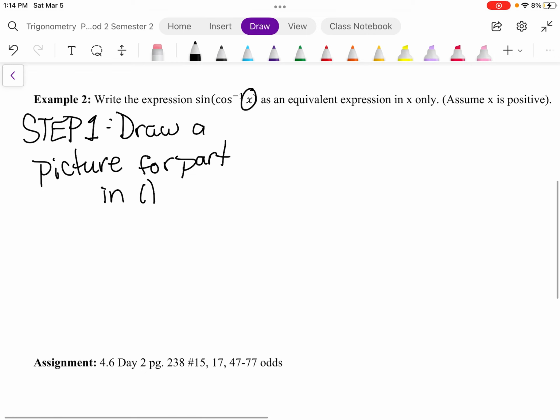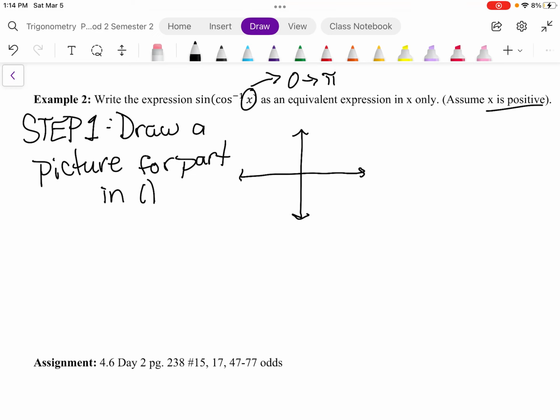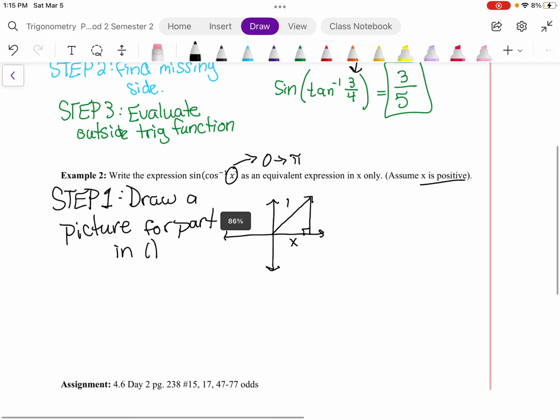All right, so this one we have the inverse cosine of x. And we're going to assume x is positive. And remember that inverse cosine is limited from 0 to pi. And we are going to assume this is in the first quadrant. And cosine is adjacent over hypotenuse. So x is the same thing as x over 1, which would mean we would have x as one of our legs and 1 as our hypotenuse.